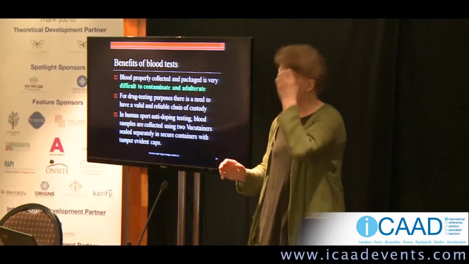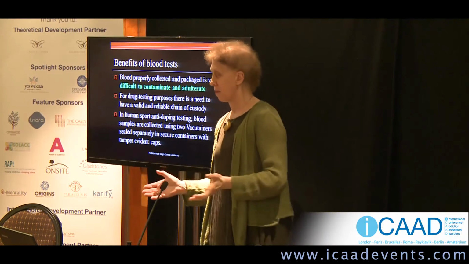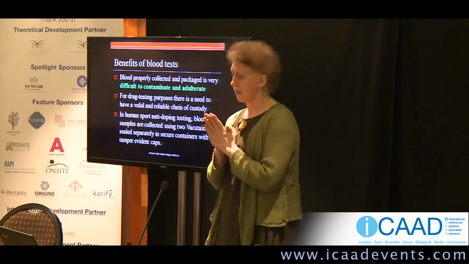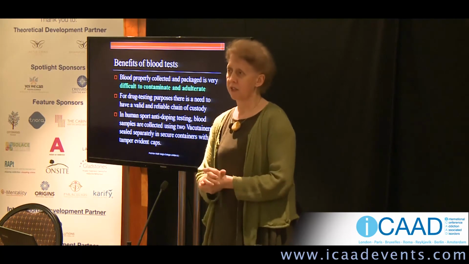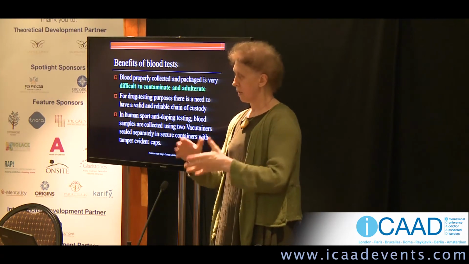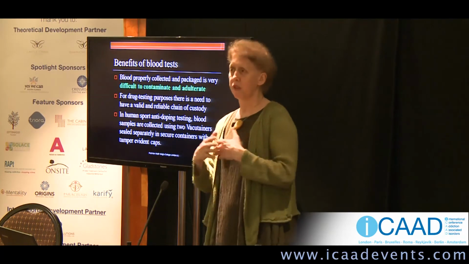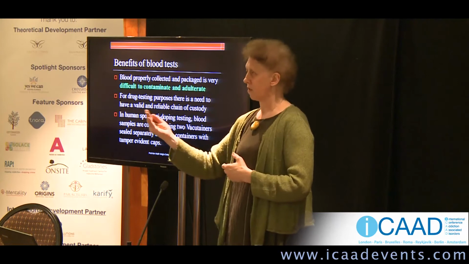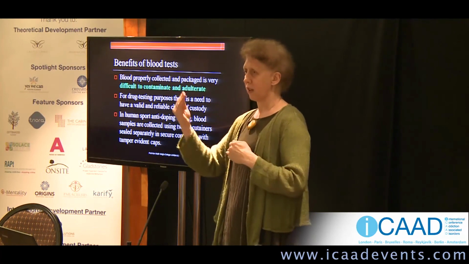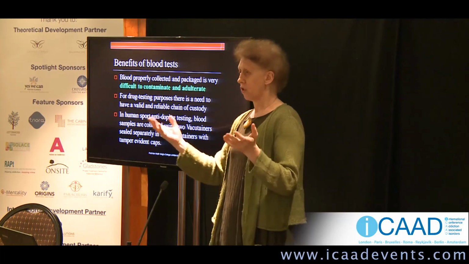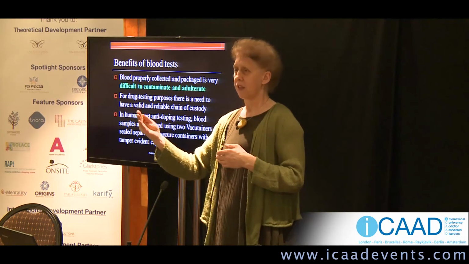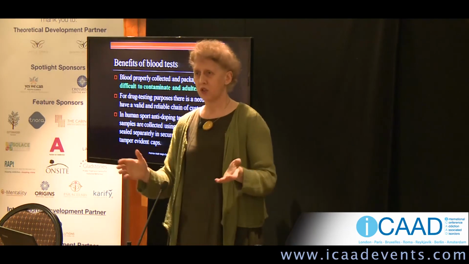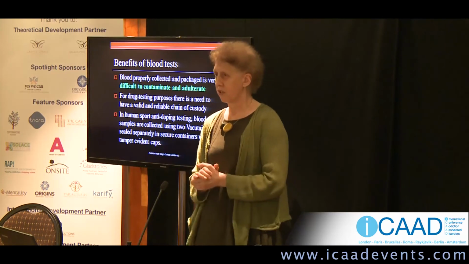So benefits, as you might imagine, it's quite difficult to contaminate and adulterate blood sampling. Main thing to remember with blood testing is a valid and reliable chain of custody, particularly if it's a sample for a legal case. And in human anti-doping, for example, they have a specific system where they collect two vacutainers. One is called the A sample and the other is a B sample, and the laboratory has one and the athlete has the other, just to ensure that they can have that tested in a laboratory of their choice if they so wished. So there are lots of ways that we can ensure that there is a chain of custody.